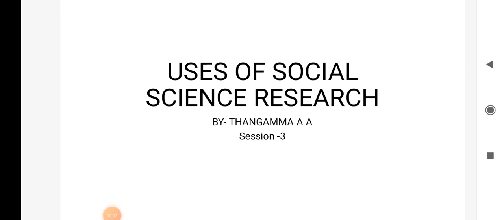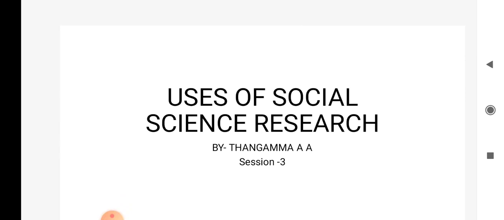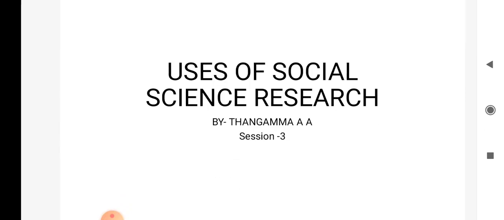Okay, in this session, we'll study about the uses of social science research. Before getting into what the uses of social science research are, we'll know what social science research is. In the previous sessions, we discussed the basic concepts relating to research and the various types of research. We'll see now what social science research is.